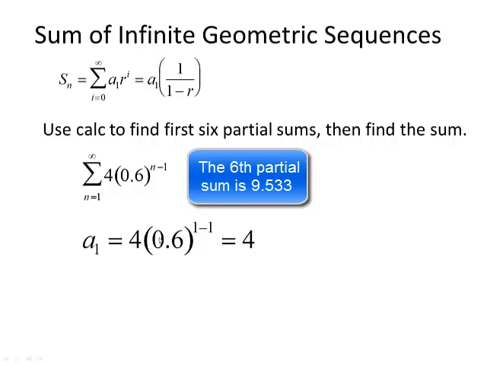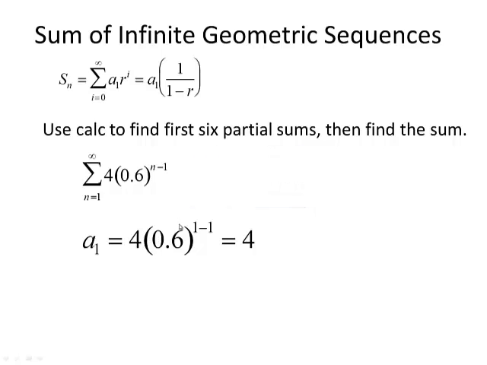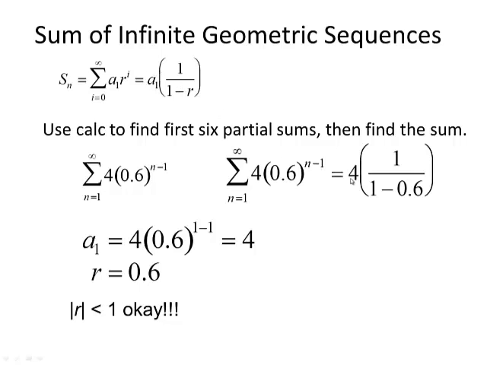So the first one is putting 1 in for n. I get 0.6 to the 0 power, which is 1. 1 times 4 is 4. R is 0.6. And since R is less than 1, we're okay. Always check this because they're going to give you like 5 in here, and you're going to do all this work, and you're going to find, oh, there was no sum. And now we don't have to check anything else, right? We have A1 and R. We're ready to put it in our formula.